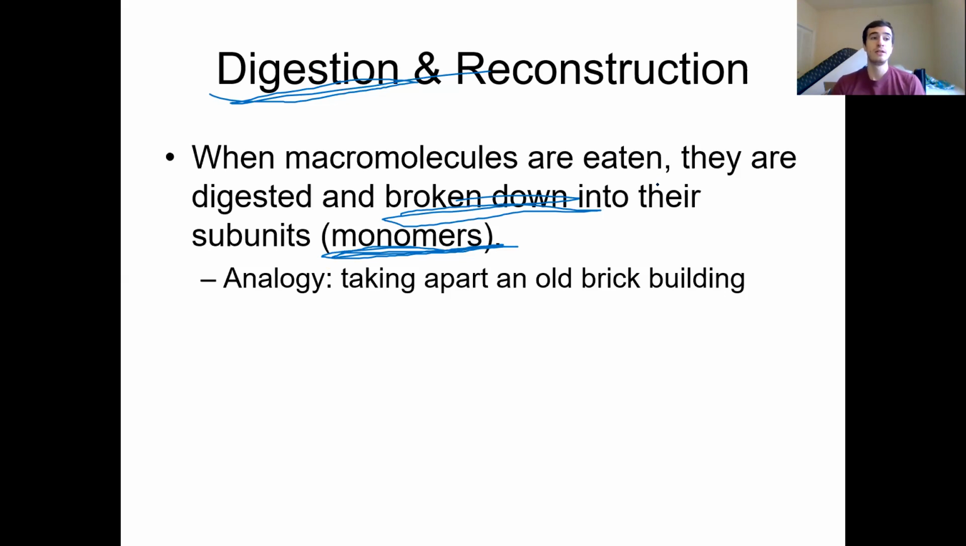So we don't send lipids or proteins or carbohydrates directly to our cells after we eat them. Instead, we turn them into fatty acids and amino acids and simple sugars. Those are what gets sent to our cells.